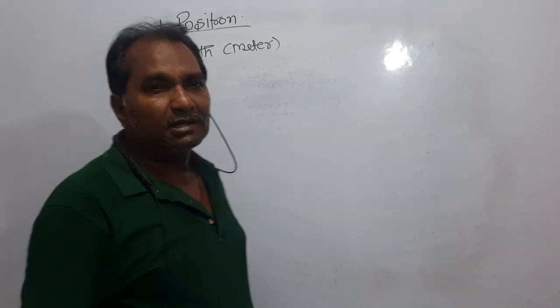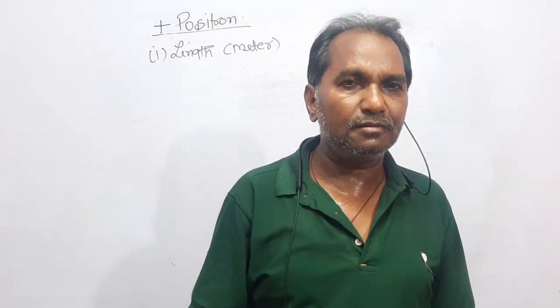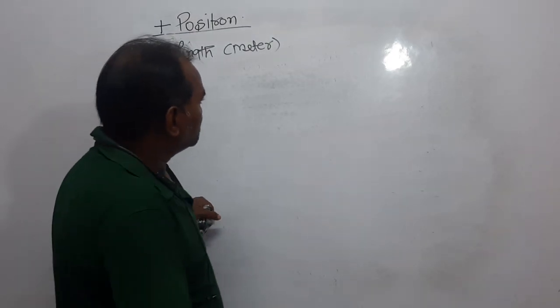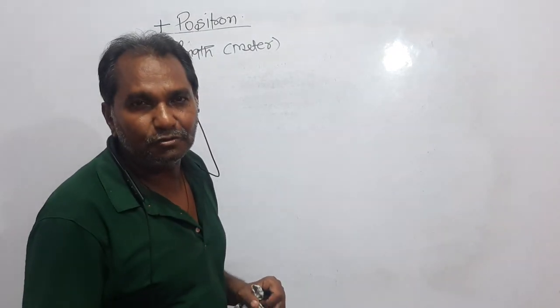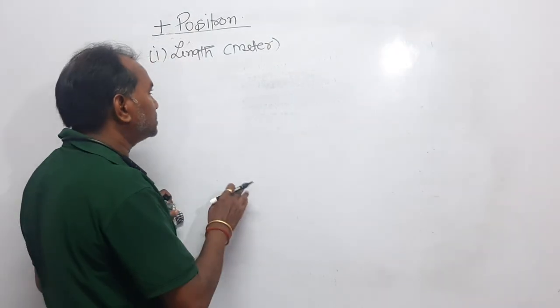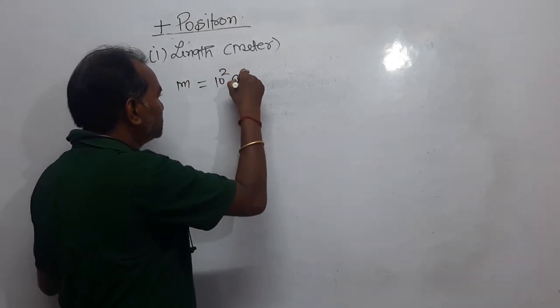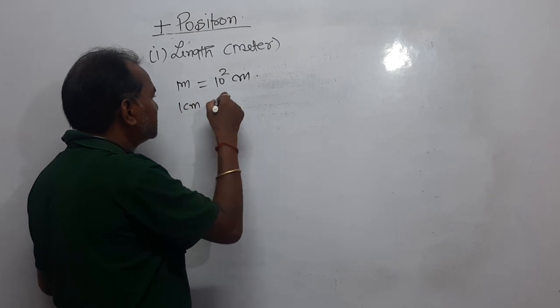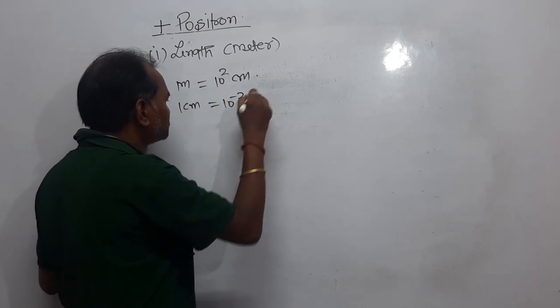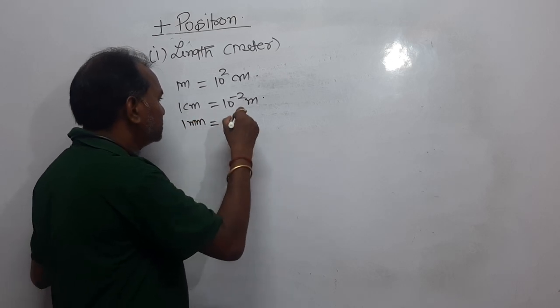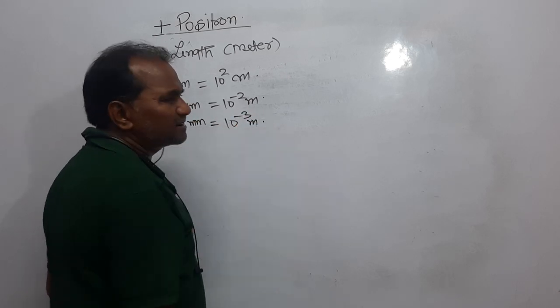Now, dear students, this was the standard length, the standard meter, that I have defined. Those are the two definitions I have given you. Now, let's talk about the smaller units. 1 meter is equal to 10 to the power 2 centimeter, or 1 centimeter is equal to 10 to the power minus 2 meter. 1 millimeter is equal to 10 to the power minus 3 meter.